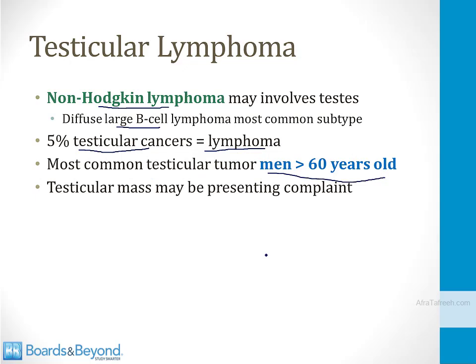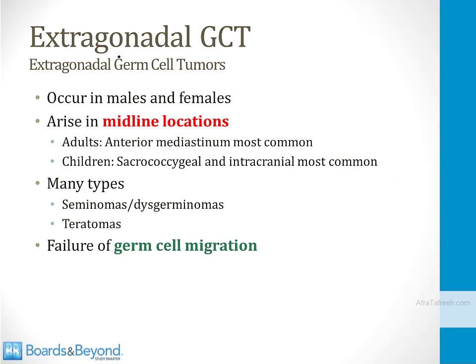So in a board question, an older man who presents with a testicular mass may not have a problem arising from the testicles. That man may actually have a non-Hodgkin lymphoma, and testicular mass is a common presenting complaint because it's easy to palpate on examination. Finally, let me mention extragonadal germ cell tumors. So it turns out that sometimes germ cell tumors occur outside of the gonads, meaning outside of the testes or ovaries. These are called extragonadal. They can occur in males or females, and they tend to occur in midline locations. So in adults, the anterior mediastinum is the most common location. In children, they occur in the sacrococcygeal area, which is at the lower back, or intracranially.